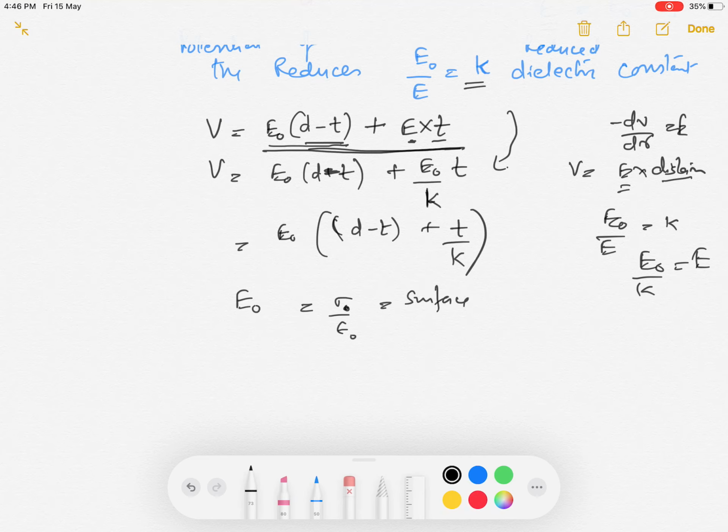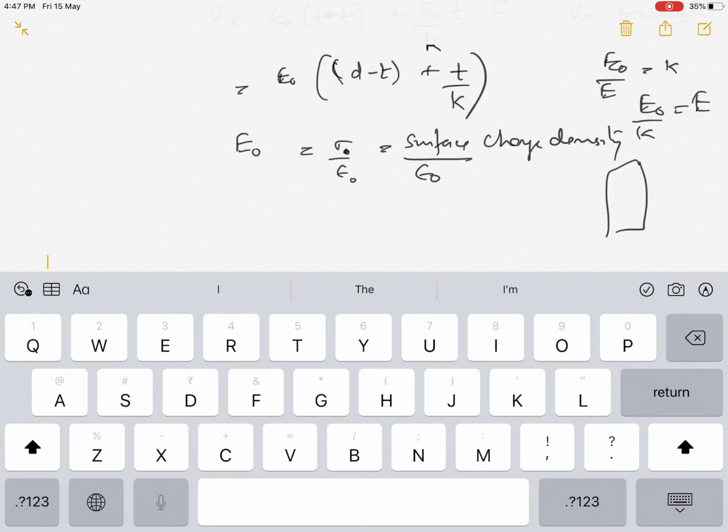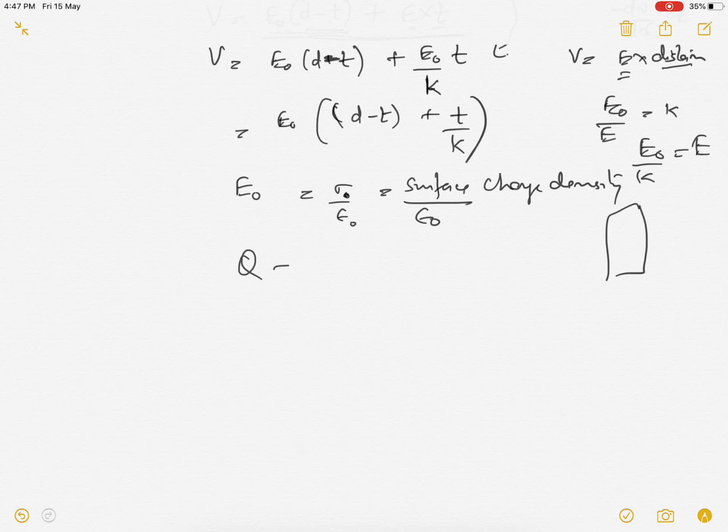Sigma was the surface charge density. Remember, this one also I have derived, from the Gauss law. We have derived the electric field due to a plane sheet of charge: sigma upon epsilon 0. So electric field we know, sigma upon epsilon 0. We can put the value of sigma upon epsilon 0 over here. Secondly, Q is equal to CV. This is the formula.